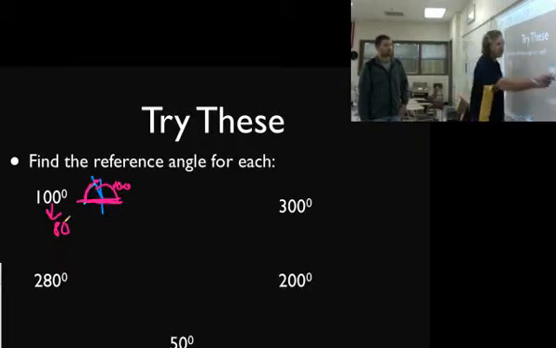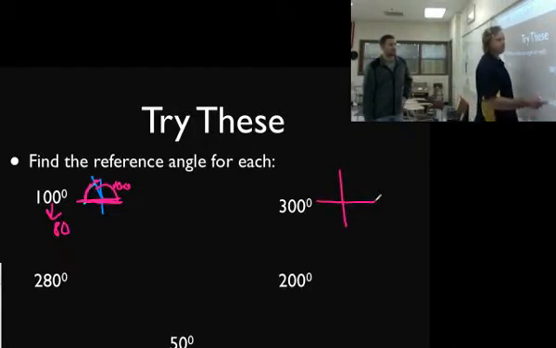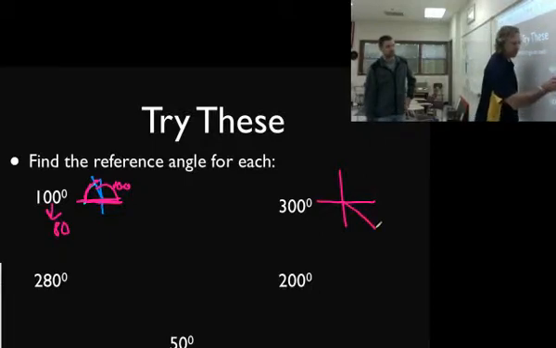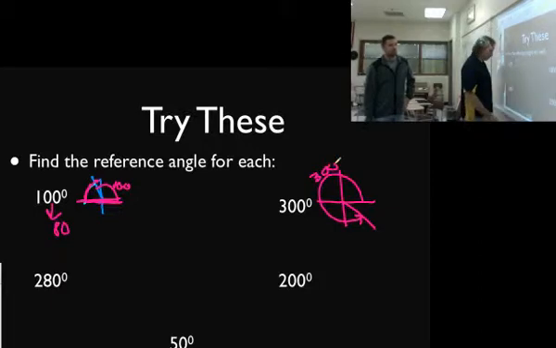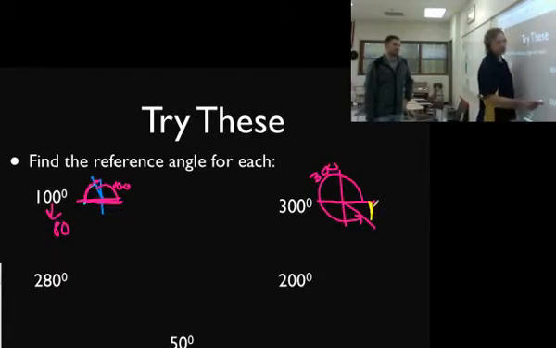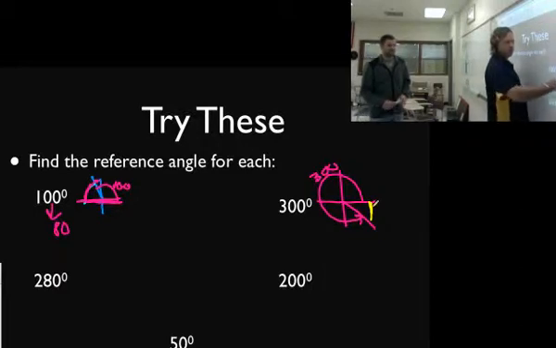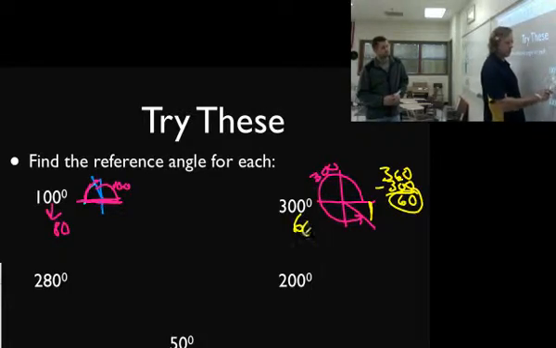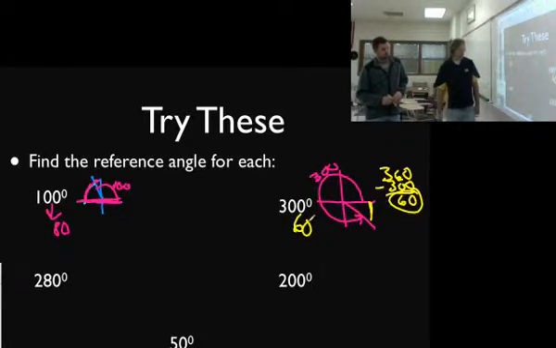All right, what's the reference angle to 300, sir? I think 300 sends you to the fourth quadrant. Fourth quadrant is over here. So that's 300 degrees. And the reference angle will be this one. So I think that's going to be 360 minus 300. 360 take away 300 is 60 degrees. So the reference angle for 300 is 60.